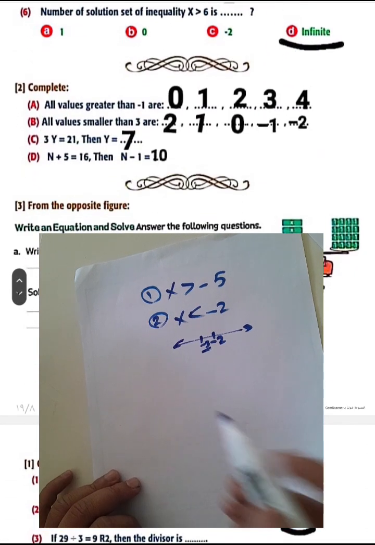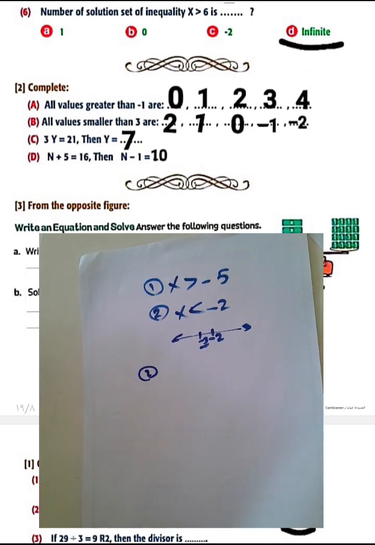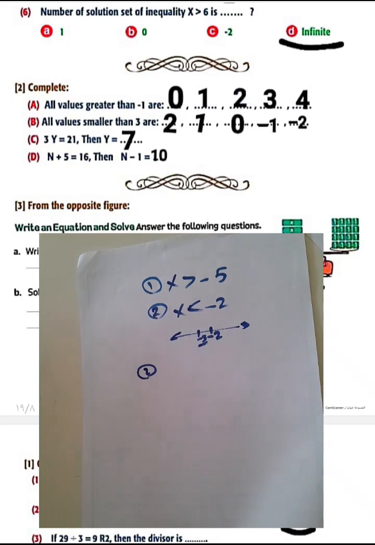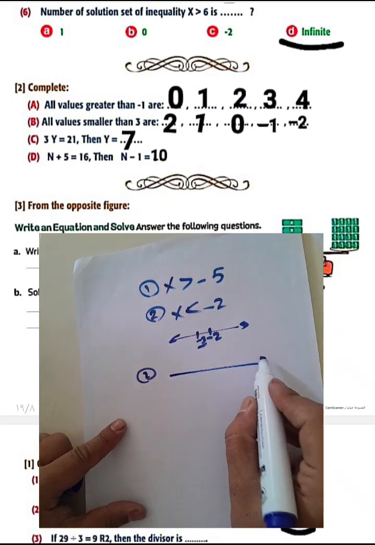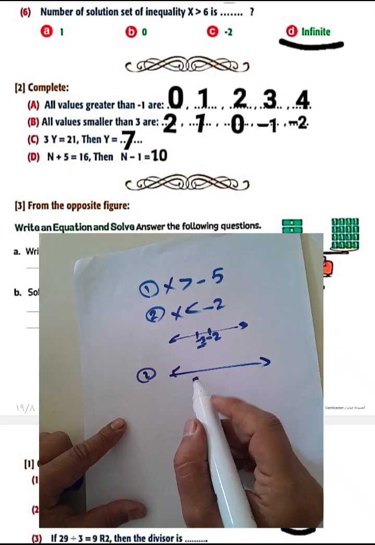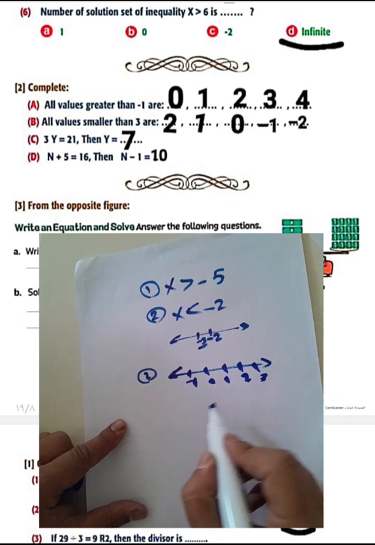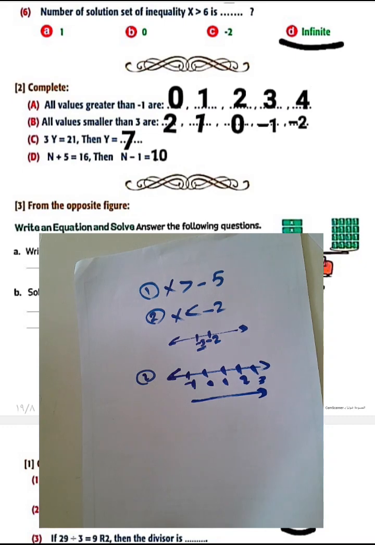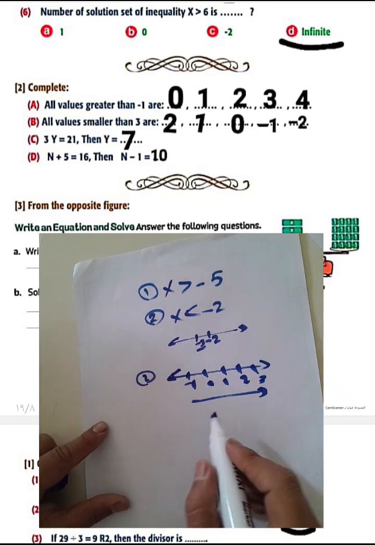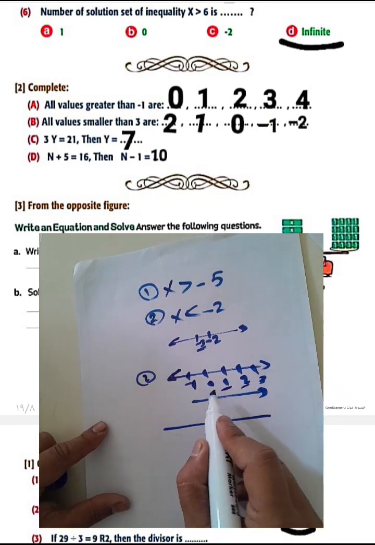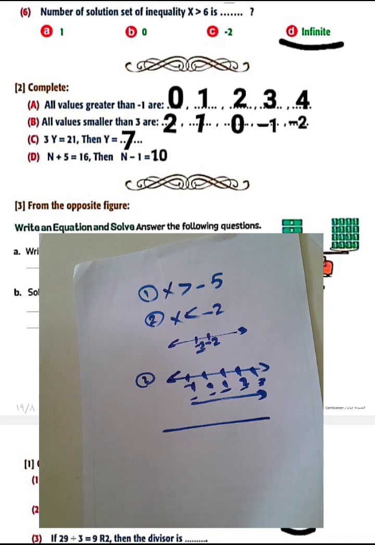Question number 2, complete. All values greater than -1 will be 0, 1, 2, 3, 4. Look at the number line here. In the number line, we have -1 and 0, 1, 2, 3. Then all numbers here are greater than -1. All values smaller than 3 will be 2, 1, 0, and -1 in the number line.